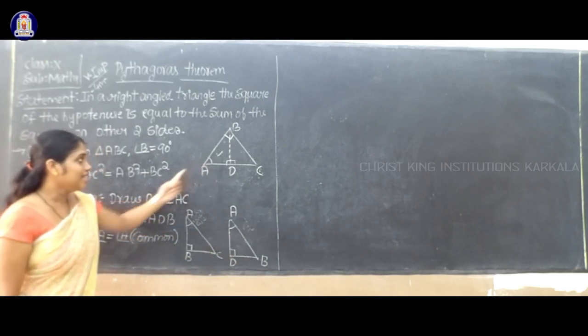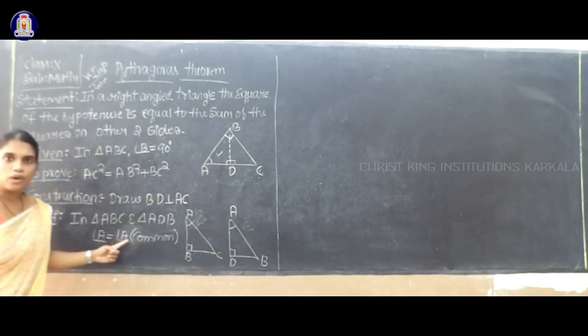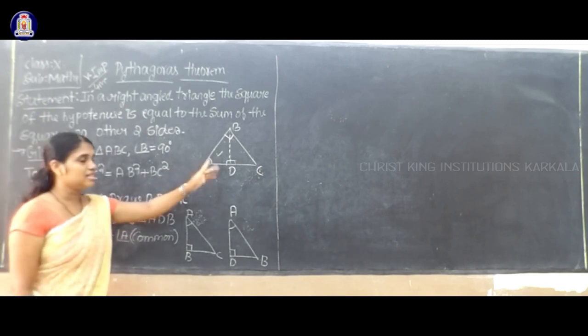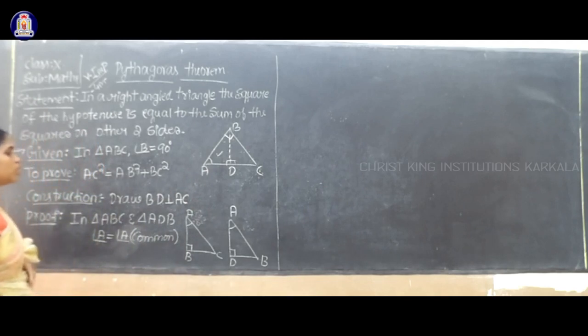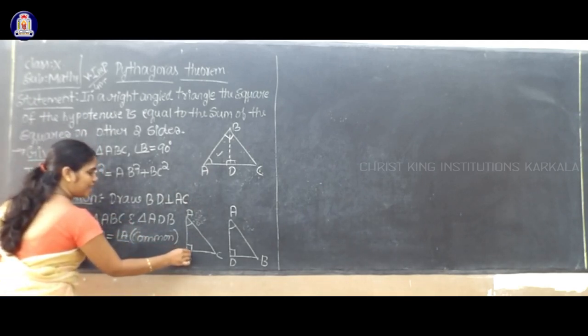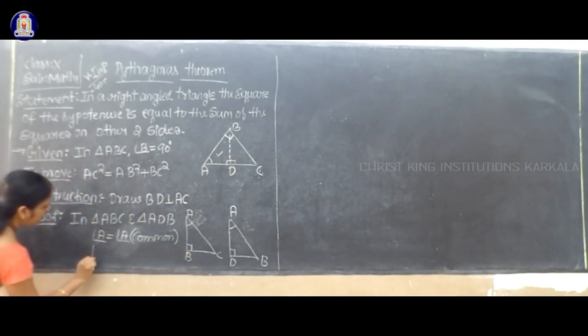But here angle A I can write. Angle A is equal to angle A. Why? Because this angle A is independent. It is not divided, isn't it? So therefore, instead of writing this angle B independently, I'll write like this.